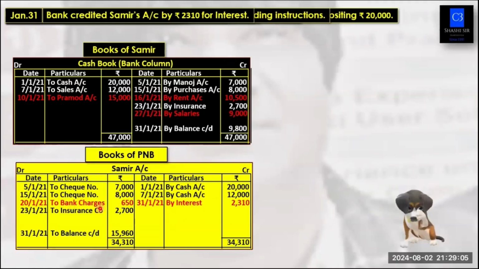This bank charge is 650. It's appearing on the debit side of Samir's account, but this figure is absent here on the credit side. So there is a difference. The difference in both the balances, 9,800 and 15,960. And this is the reason.